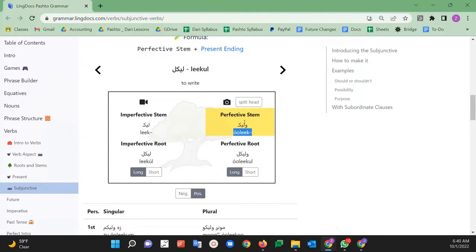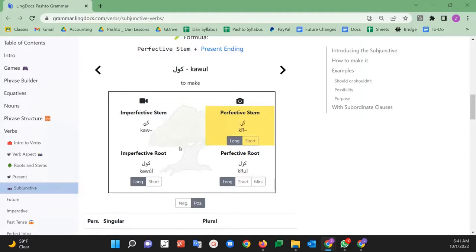We'll talk about how to translate that in a second. But notice, instead of ze waham, I am hitting, we say ze wuwaham. That's the subjunctive form. Instead of ze skum, I am drinking, we say ze wuskum. That's the subjunctive form.